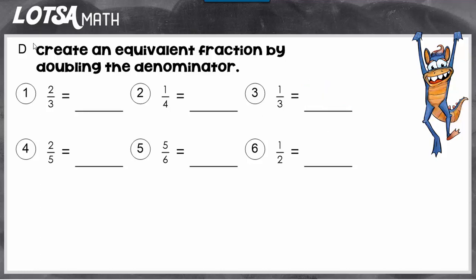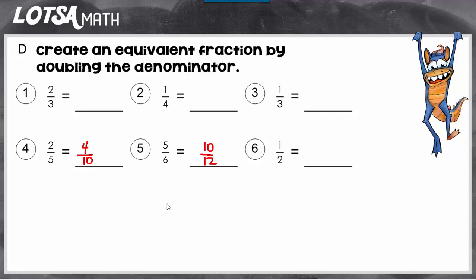So on number 4, if you're noticing the pattern, all you do is if you double the denominator, you have to double the numerator too. On number 5, if you double the denominator, you have to double the numerator too.